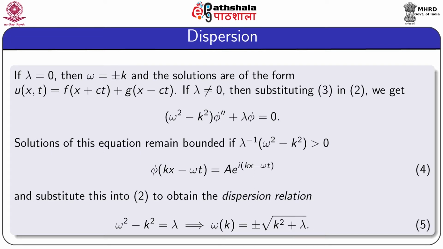So, the dispersion relation gives us ω as a function of k, which is given in equation number 5. So, in case of a non-dispersive wave, λ equals 0, and for that case ω(k) = ±k. So, for a non-dispersive wave, we can say that ω is equal to some constant times k, whereas for a dispersive wave, ω(k) is not a linear function of k.